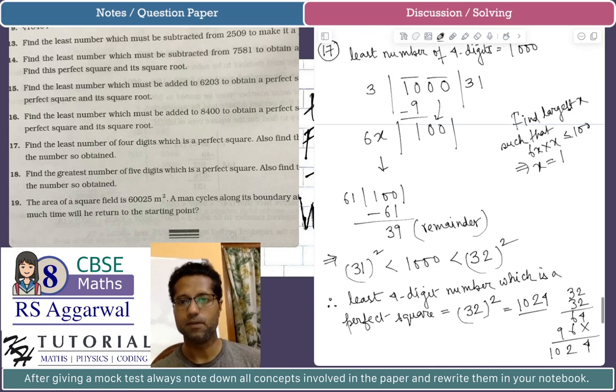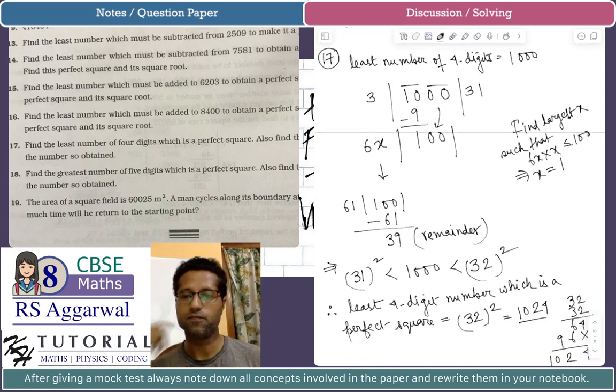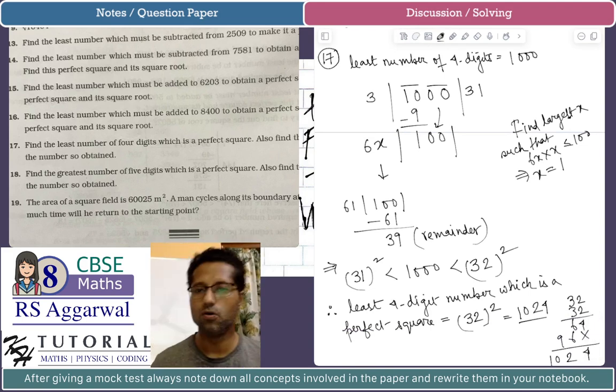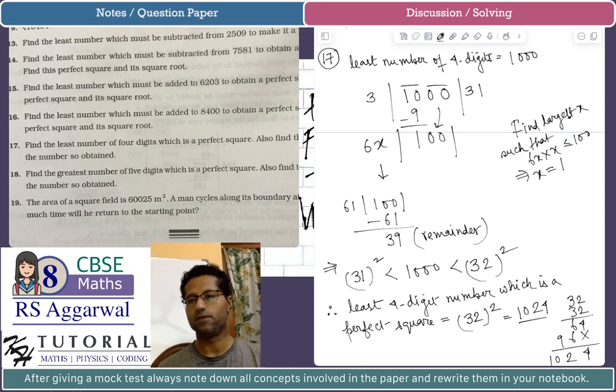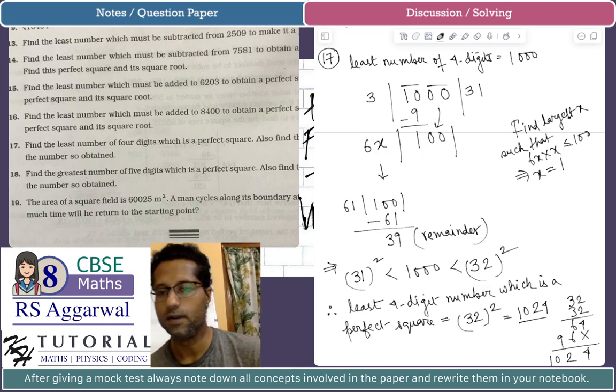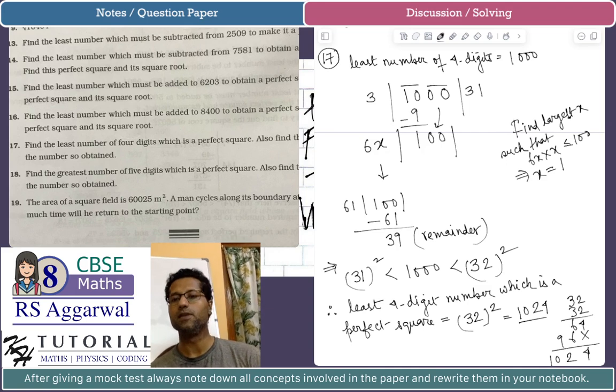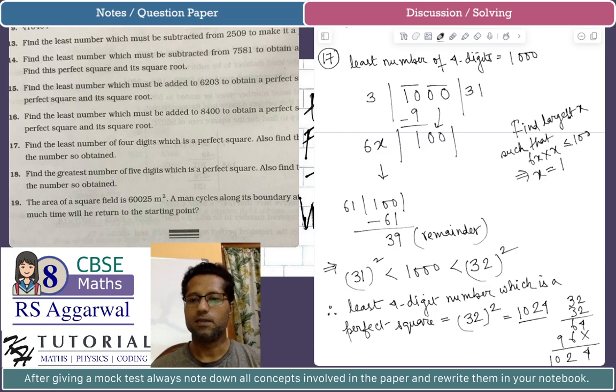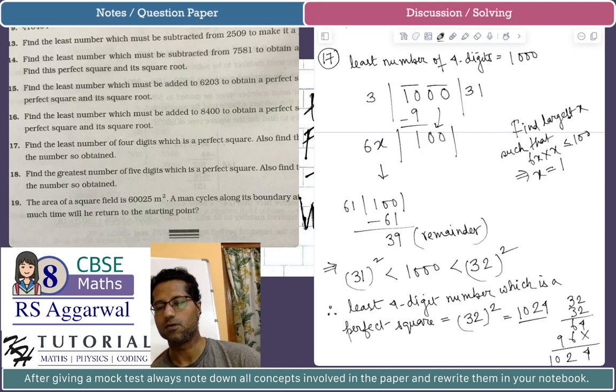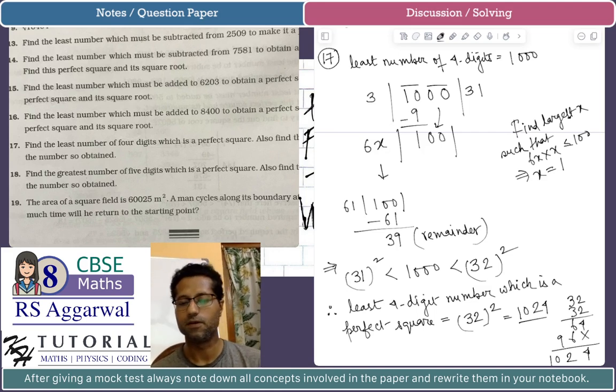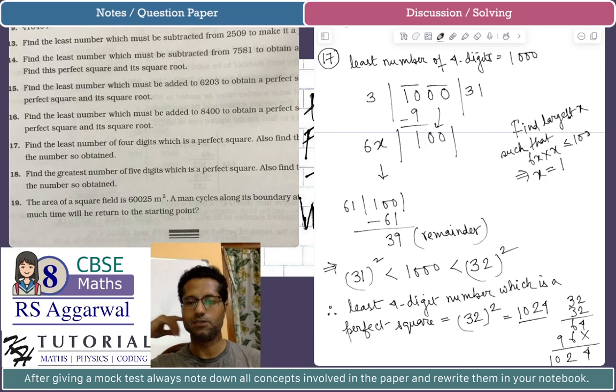So what was the concept? We were asked to find the least four-digit number which is a perfect square. We know that the least four-digit number is 1000. Starting with 1000, we did a long division method and found the quotient was 31 with a remainder of 39. So definitely 31 square will be less than 1000, but 1000 will also be less than 32 square, that is 1 plus the quotient. 31 is the final quotient, 31 plus 1 is 32.